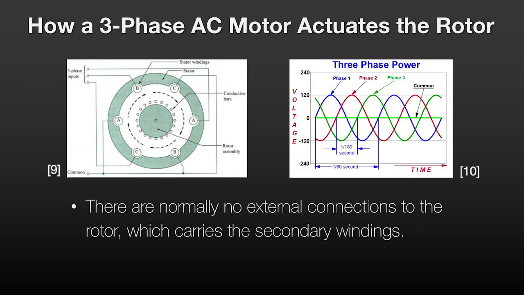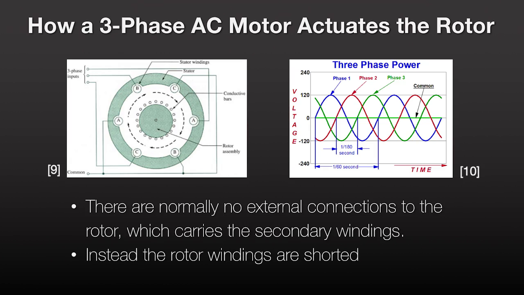There are no external connections to the rotor, which carries the secondary windings. The three-phase AC power inputs are connected directly to the stator pole pairs. All three phases of the AC power input have the same amplitude and frequency. They differ only in being 120 degrees out of phase with each other. The rotor windings are shorted together, a large electrical conductor rotating within a magnetic field.